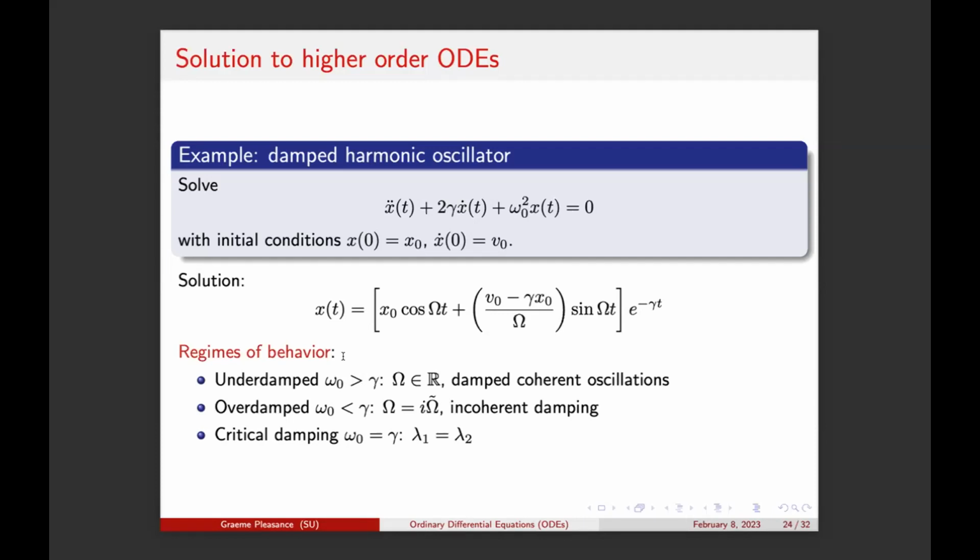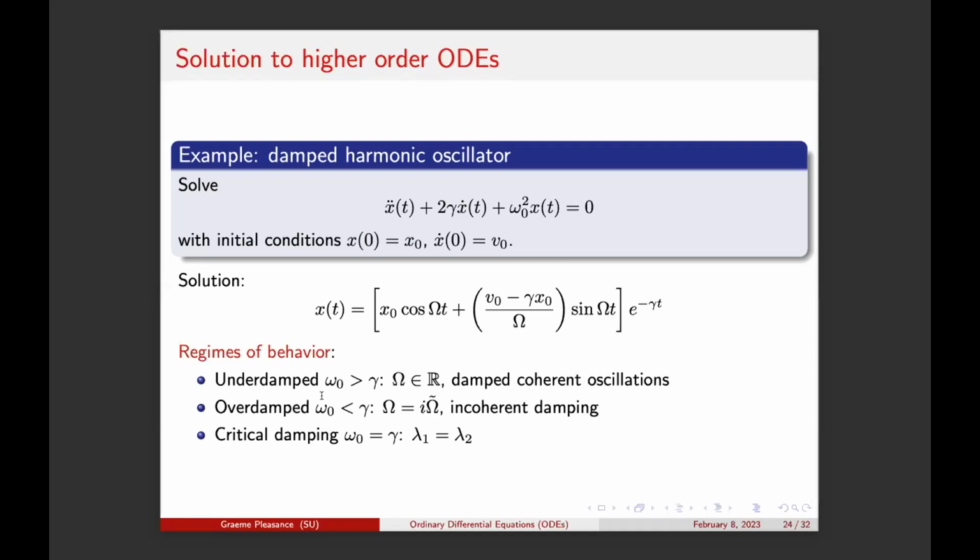So in the regime where omega naught is greater than gamma, capital omega will just be real. And so therefore we can see that the oscillator will just start at some initial position and then undergo damped oscillations until it eventually reaches equilibrium. These oscillations occur due to the fact that we have these cos and sine terms. And so these oscillations will have a periodicity of 2 pi over omega.